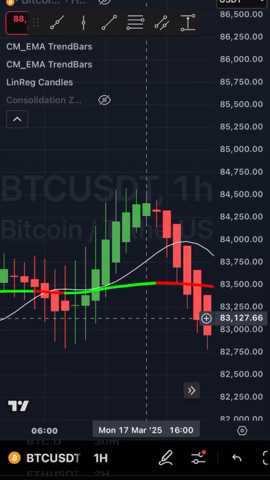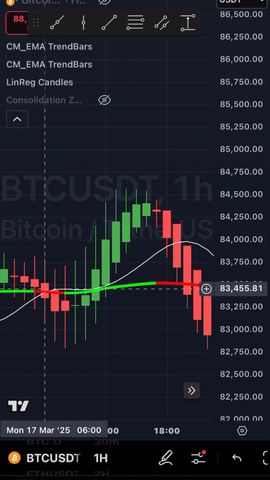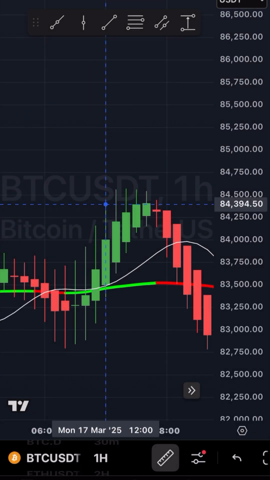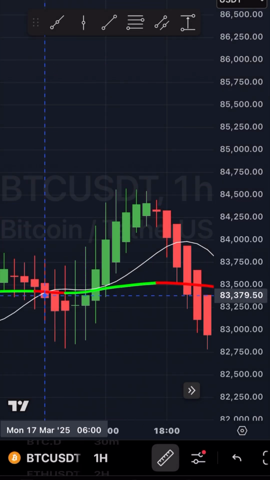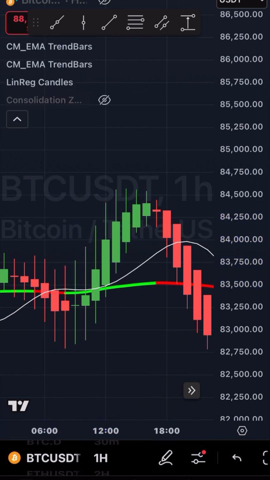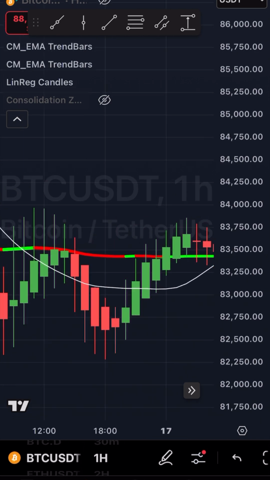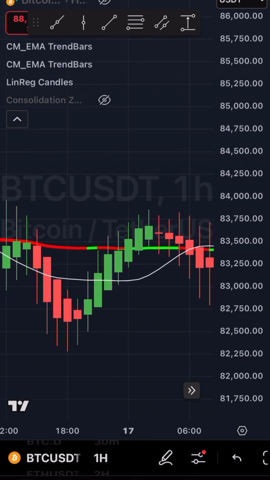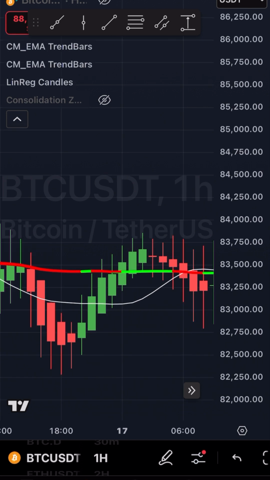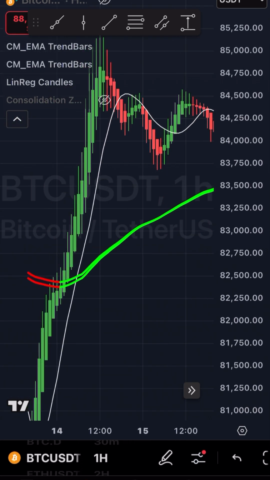It's crossing. It doesn't really cross. It crosses right here, and the main cross is right about here. So if you came in right here, coming right here to here, this would have been a small profit right there. This is a tiny one. This one looks more sideways to me.